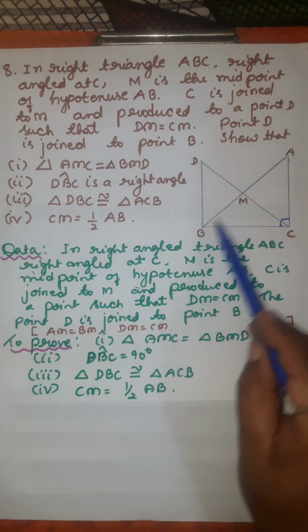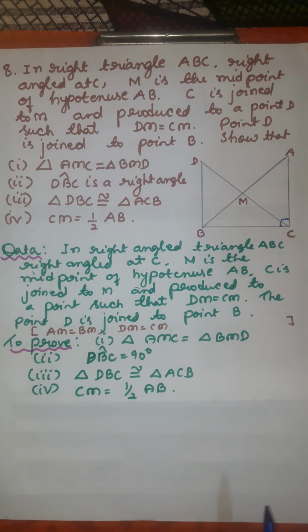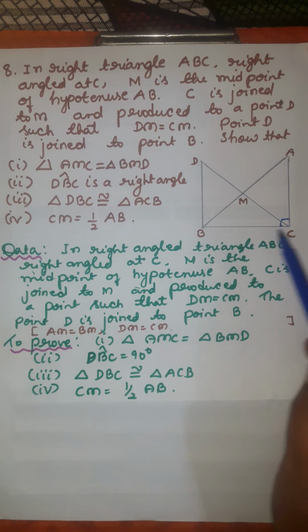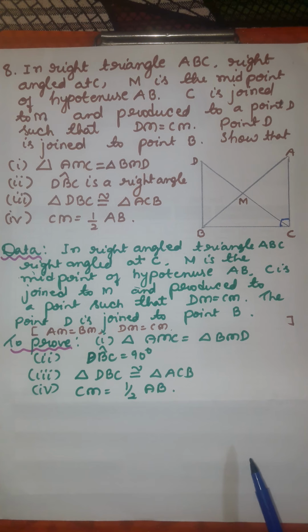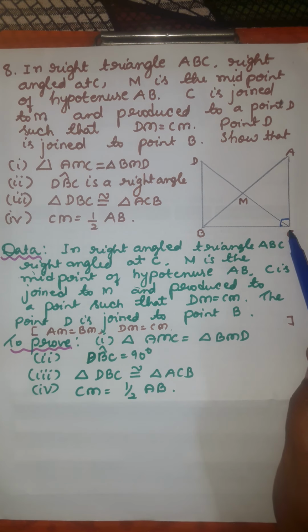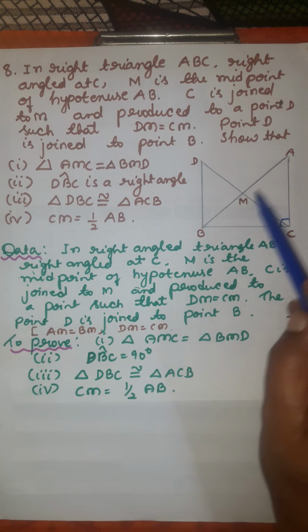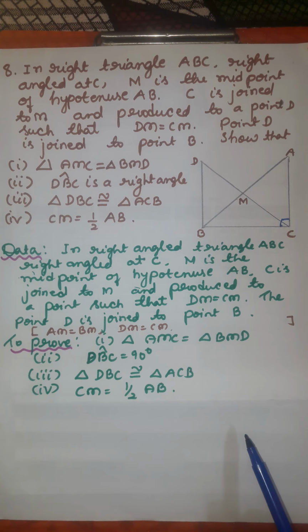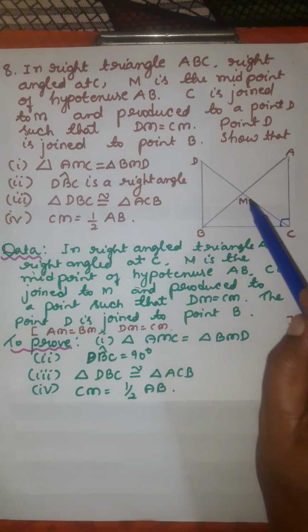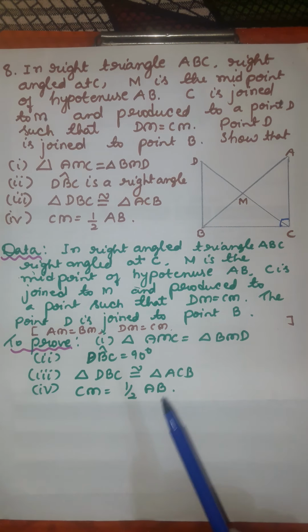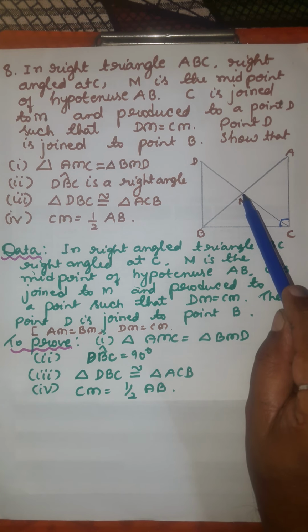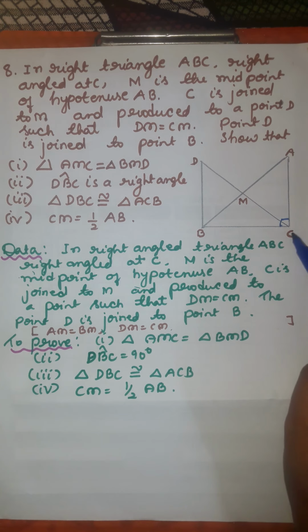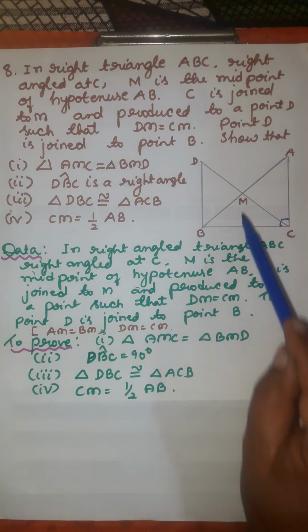What do you mean by hypotenuse? The line segment opposite to the right angle in a right angled triangle. Which is the side opposite the right angle ACB? AB. So this is known as the hypotenuse. Now, C is joined to M, the midpoint of hypotenuse AB, and produced to a point D such that DM is equal to CM. So C is joined to point M on the hypotenuse AB and produced up to point D such that CM is equal to MD. In such a way, it is produced from point M up to D.